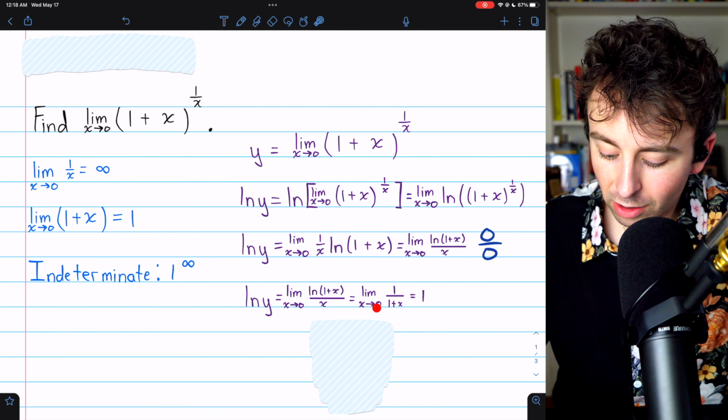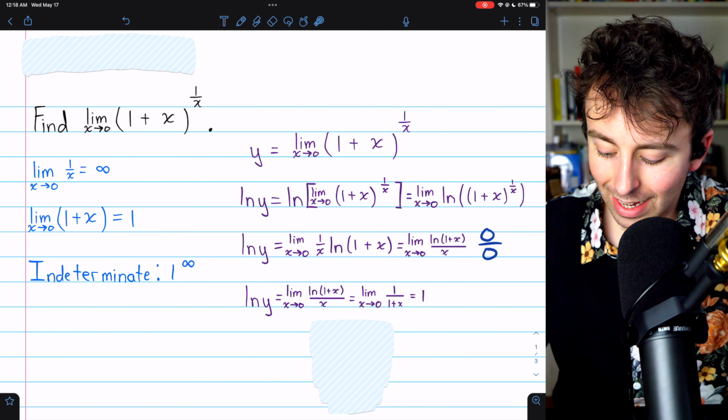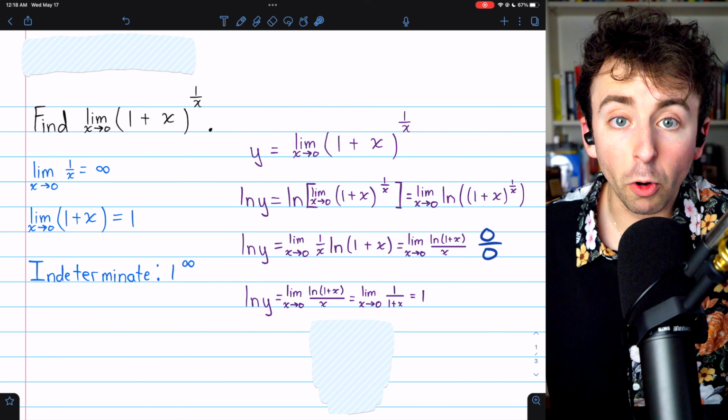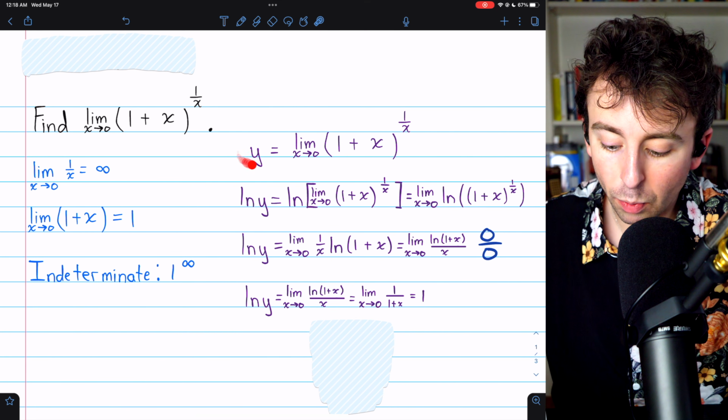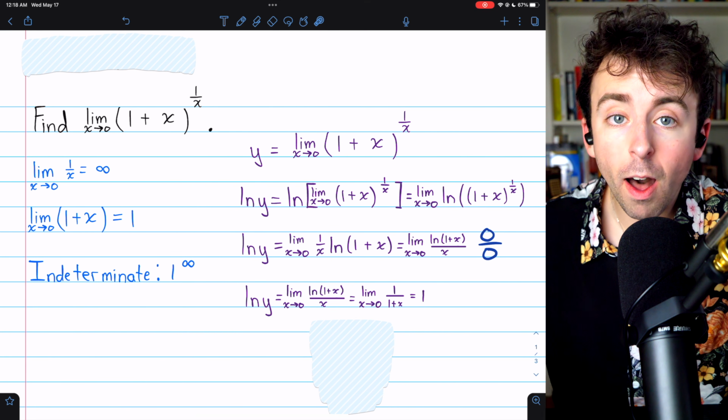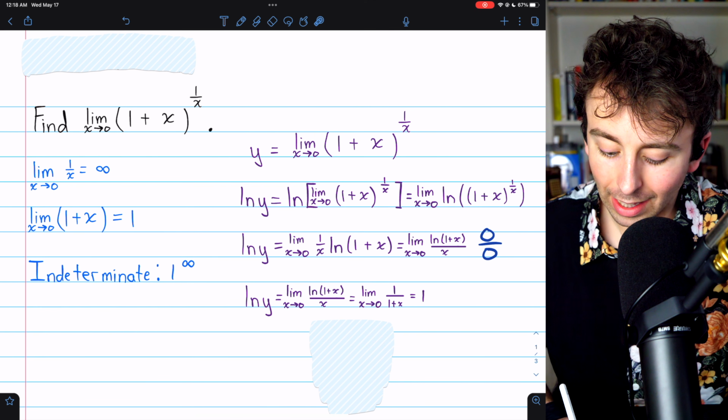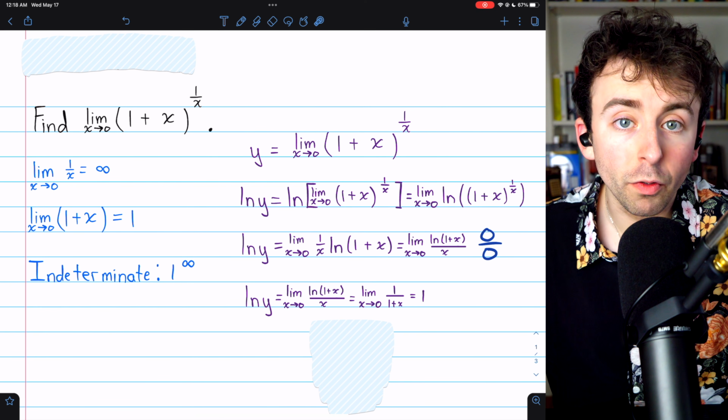And at this point, we can just plug in 0 and find that it's equal to 1. But remember, that's not actually the limit we want. That's the natural log of the limit we want. That's ln y. So now we just have to solve for y.